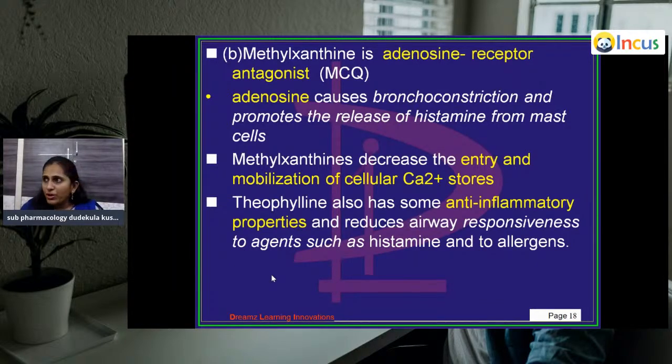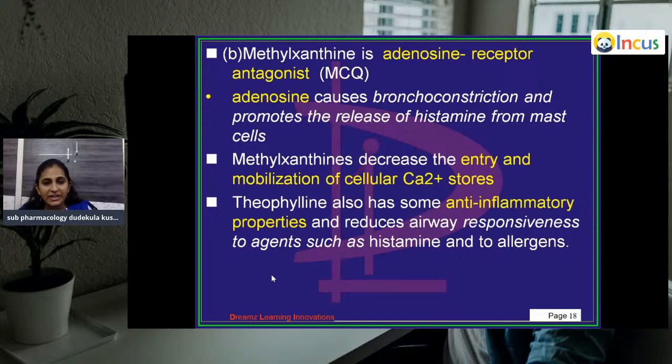Okay. Before, I told you the bronchial smooth muscle is maintained by sympathetic, parasympathetic, adenosine and some neuropeptides. The adenosine blocker is methylxanthine. It is one of the important MCQs. What does adenosine cause? Adenosine causes bronchoconstriction and promotes the release of histamine from mast cells.